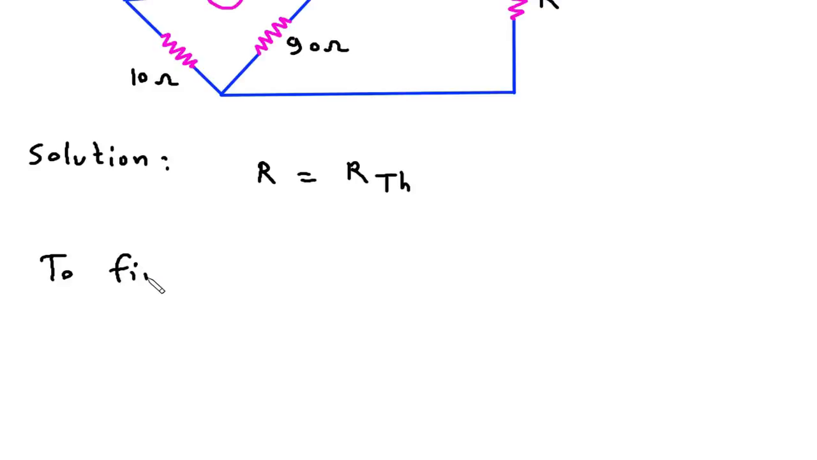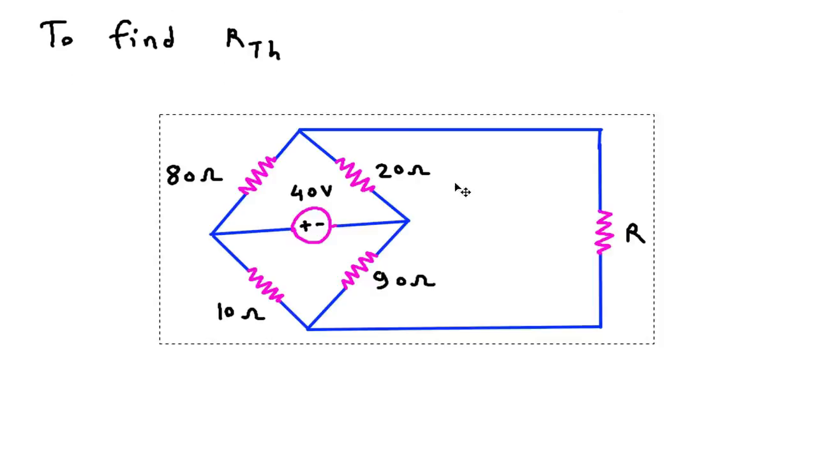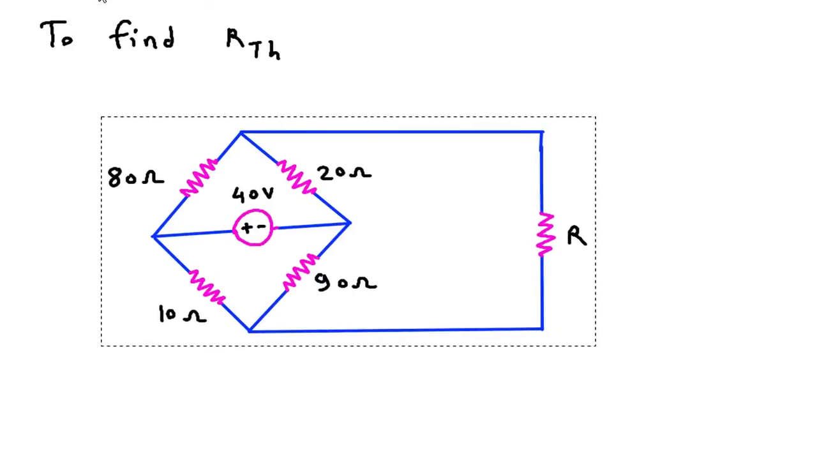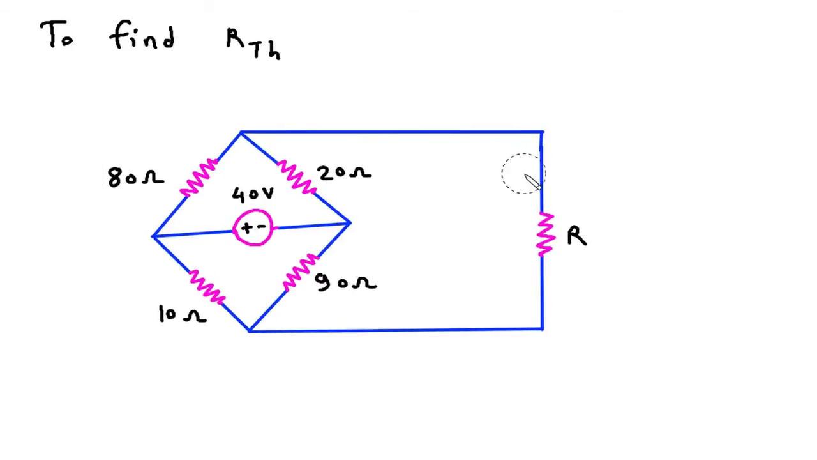To find RTH, we will turn off all the independent sources. Here in between this will be RTH. We will turn off all the independent sources. Since this is a voltage source, this will be short circuited.